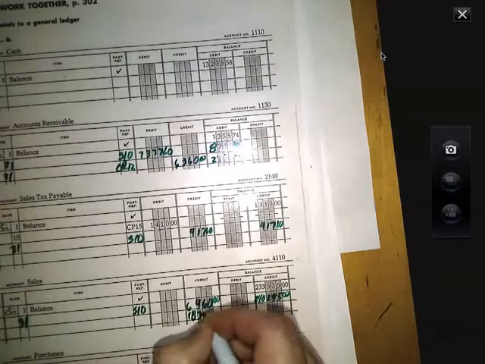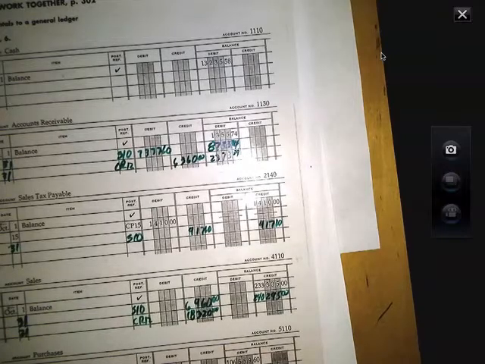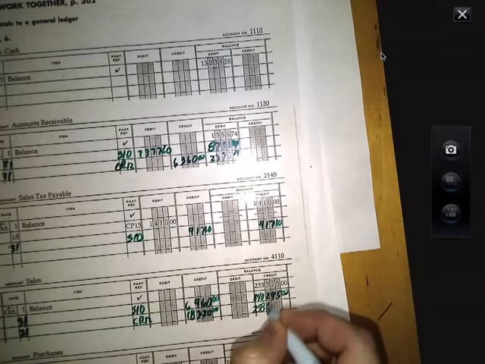Sales credit was for 18,320. Sales credit for 18,320. This is the 31st, cash receipts 12. That balance gives us 258,615.